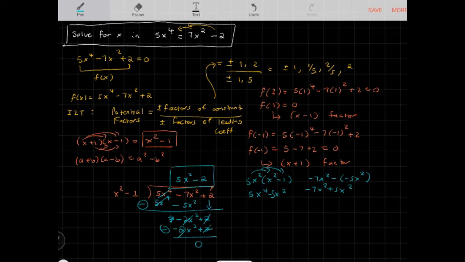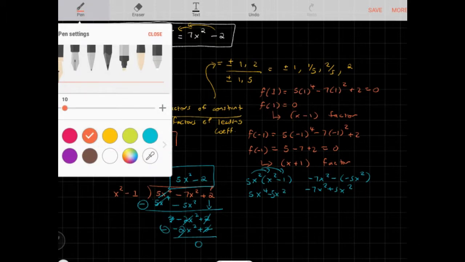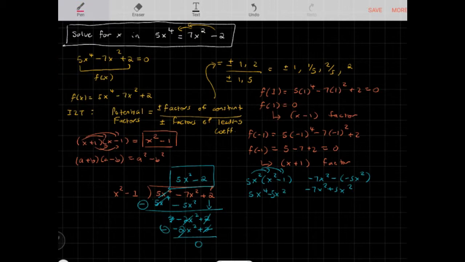Collectively, you should get something like this. Let's use a different color. You should get 5x squared minus 2 times x squared minus 1, and you can factor this back to its original state: 5x squared minus 2, x plus 1 times x minus 1. So this is your new expression. You can equate this to 0, so you can see that x is equal to plus minus 1, so negative 1, positive 1.